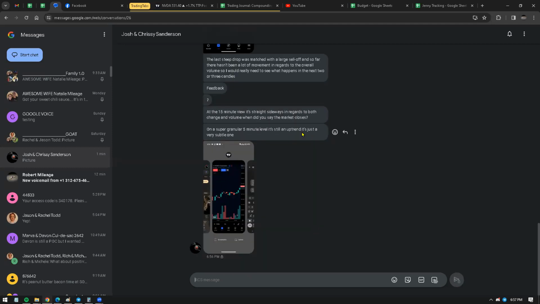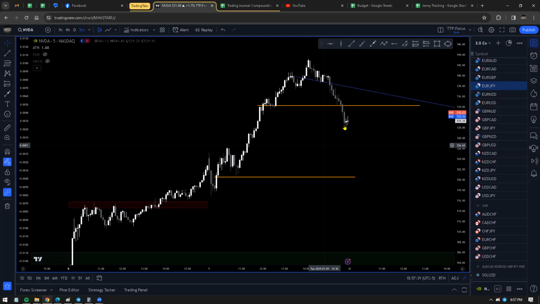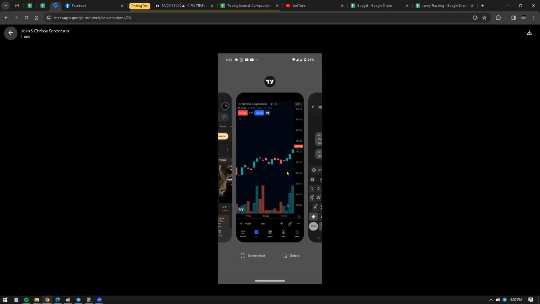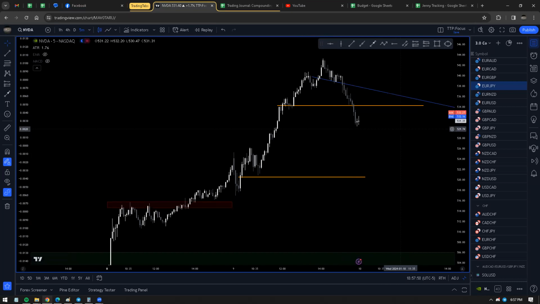5 minutes still in an uptrend, just a very subtle one. Yeah, I'm not seeing that. I do not see what you see. I really do not see what you see as far as 5-minute Nvidia.